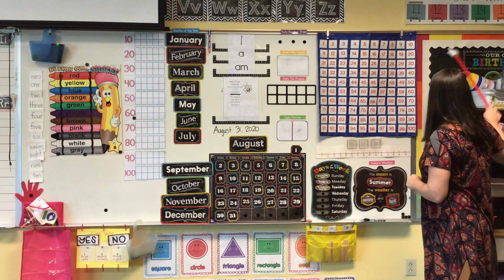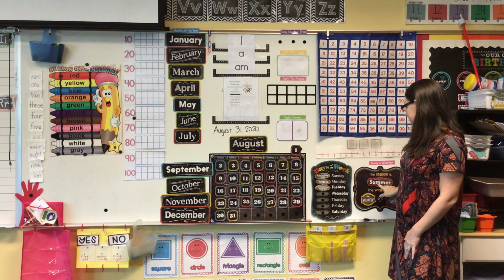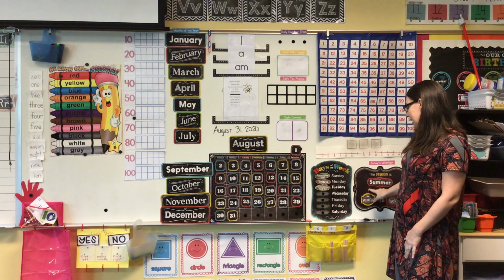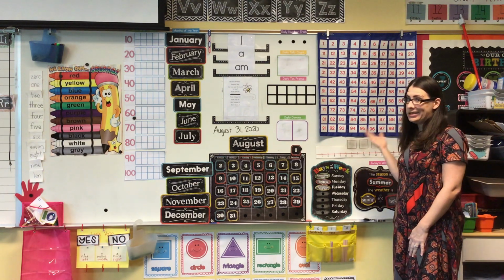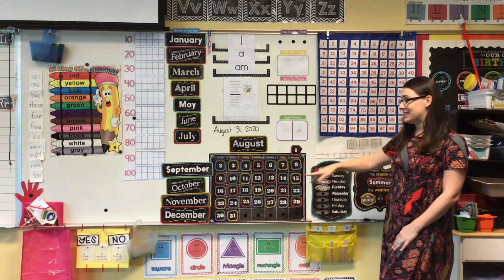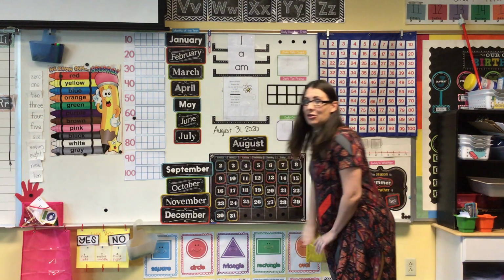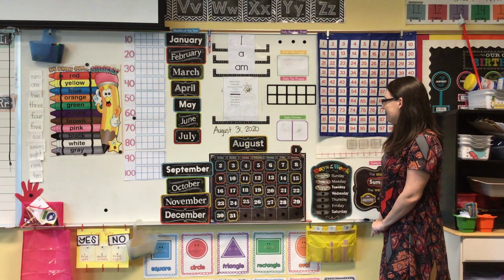All right, let's look at our weather. Right now, we're in the season of summer. And the weather is sunny and hot, which is what you could expect in summer. Now, as our seasons change in September, you're going to be seeing our weather changing as well. All right, let's keep going.